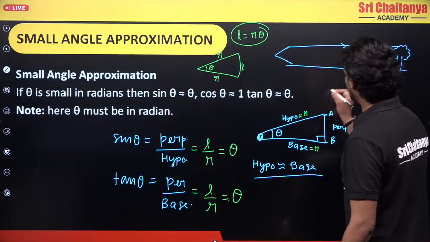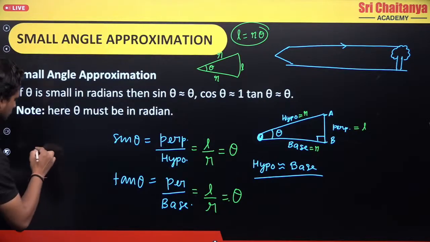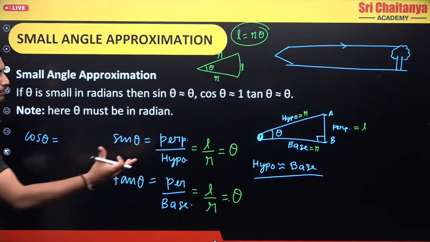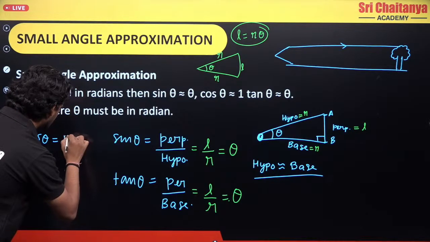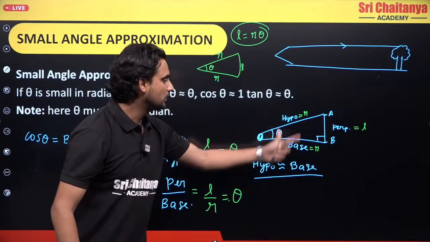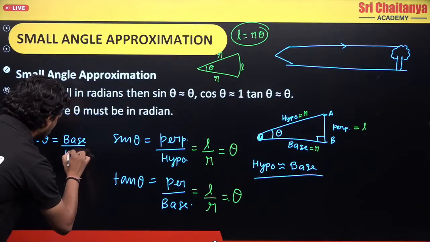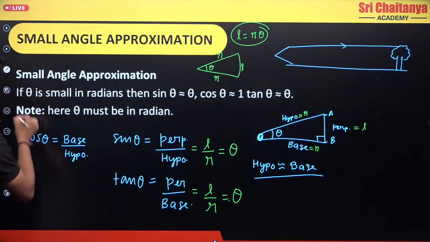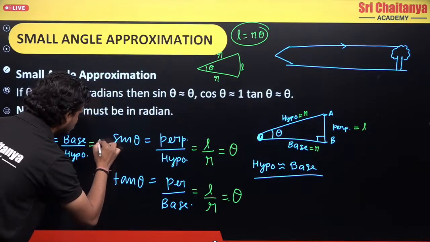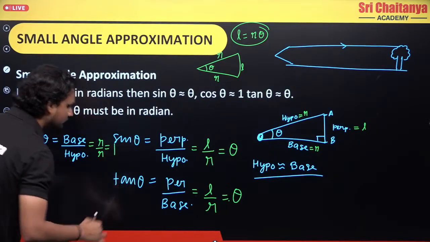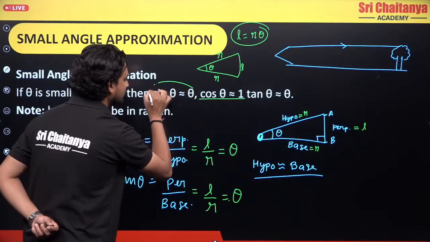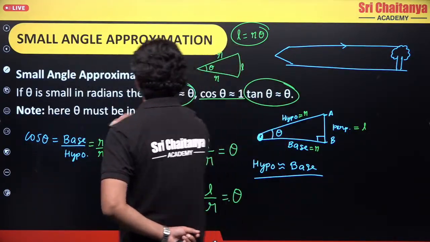So what is cos theta? What is the formula for cos theta? Base upon hypotenuse. Now what is the value of base here? Base is equal to R and hypotenuse is also equal to R. So R upon R will cancel and give me 1. Right? So what is the value of cos theta? Cos theta is nearly equal to 1. Sin theta is nearly equal to theta and tan theta is also equal to theta.